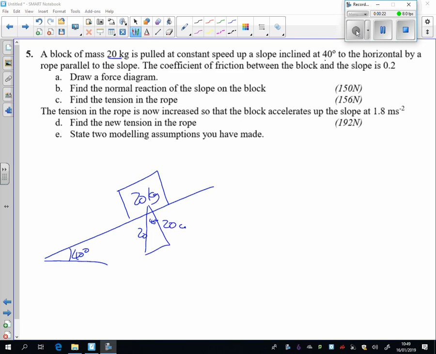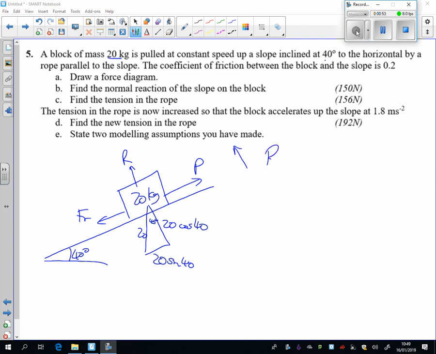this straight away into 20 cos 40 and 20 sine 40. It's also going to be a normal reaction to it there, and it's being pulled up the slope, so we've got some force pulling it up the slope there. There must be some friction pulling it back as well, because we've got to try and find out what we've been told what the coefficient of friction is. So there's my force diagram, and we'll start by looking at the forces perpendicular to the slope.